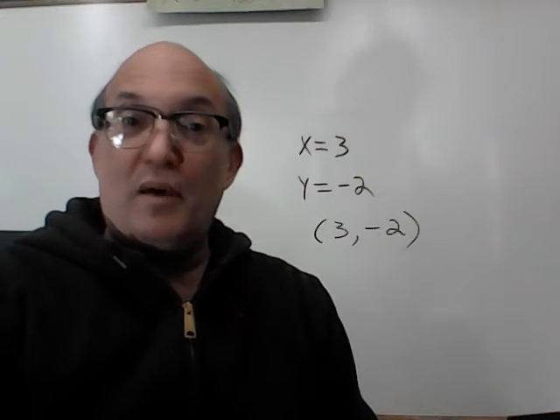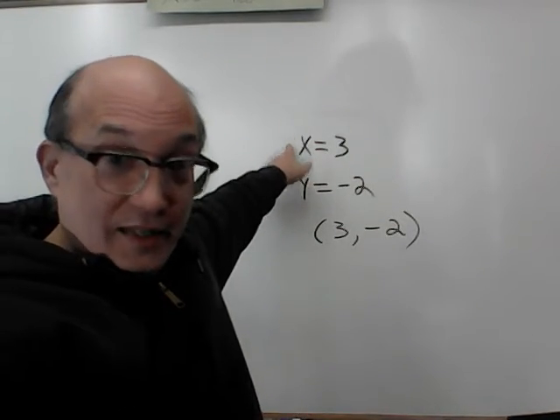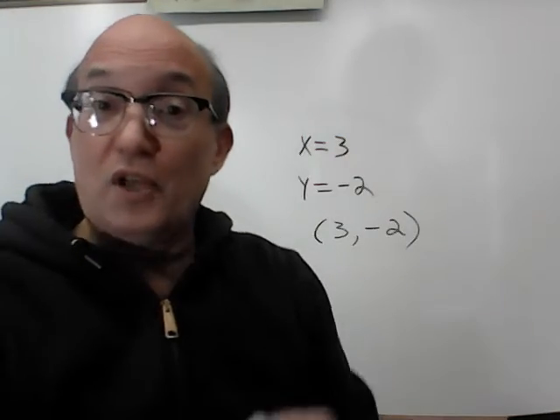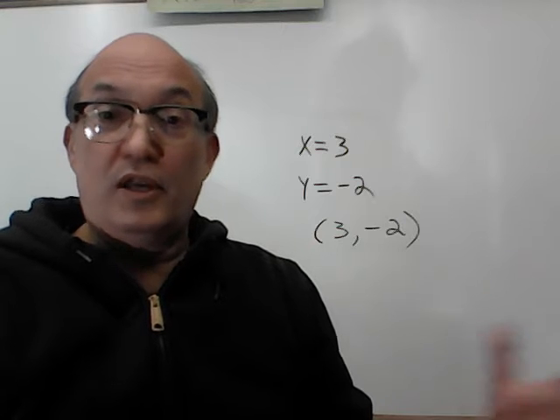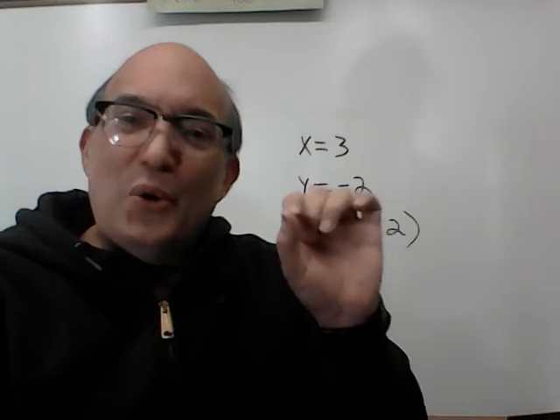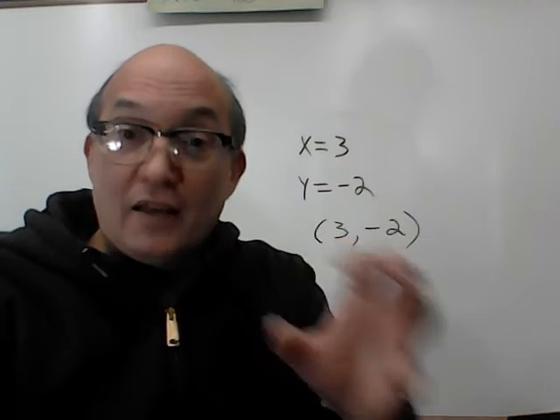The point 3 comma -2. X equals 3 is a line. It's a vertical line. Y equals -2 is a horizontal line. Where do they intersect? They intersect at the point 3 comma -2. So we can even understand the plotting of points.